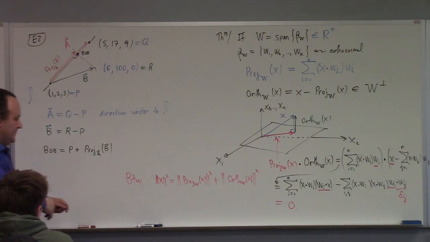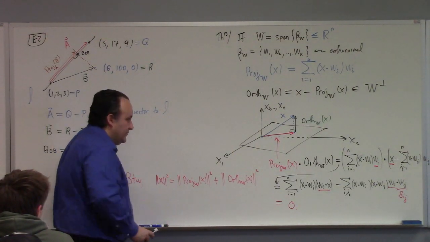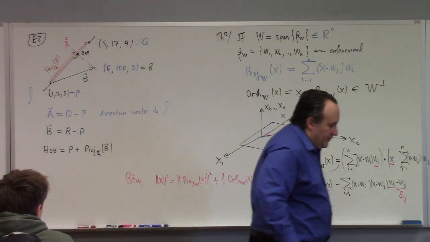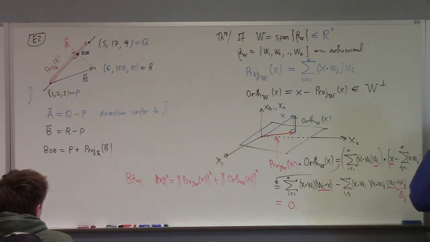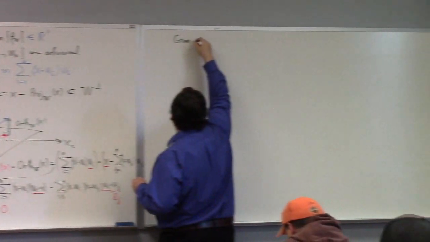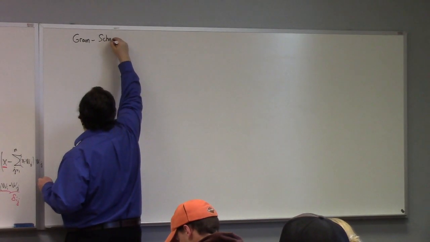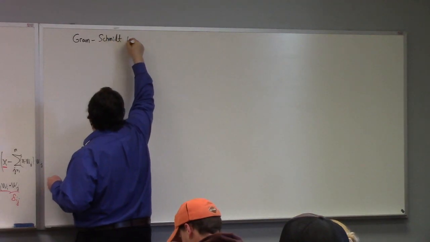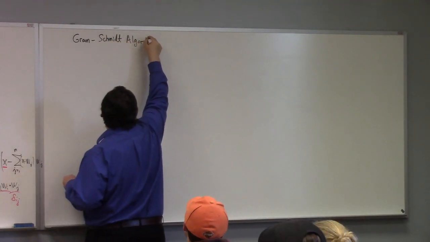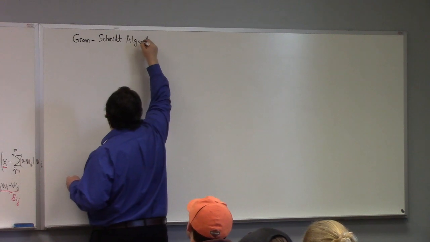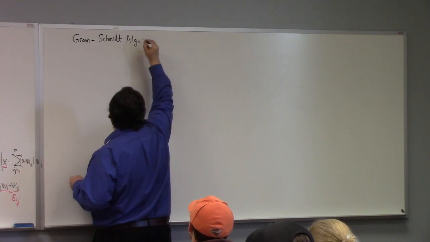All right, so how do we actually make a set orthonormal then? So this is the Gram-Schmidt algorithm. I can't spell Schmidt. There we go.